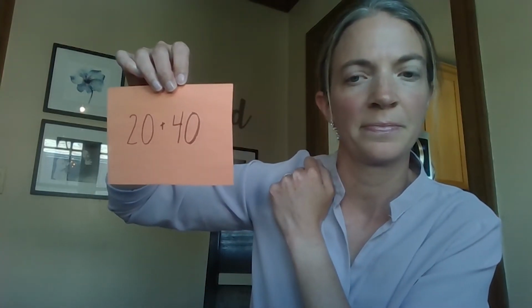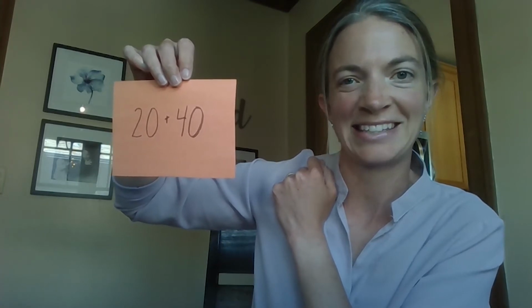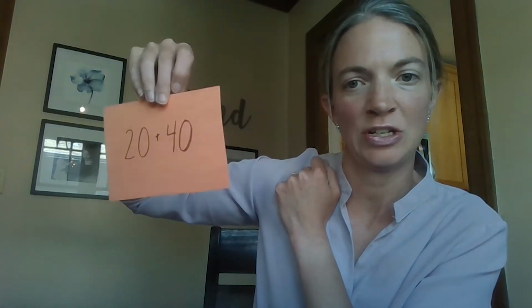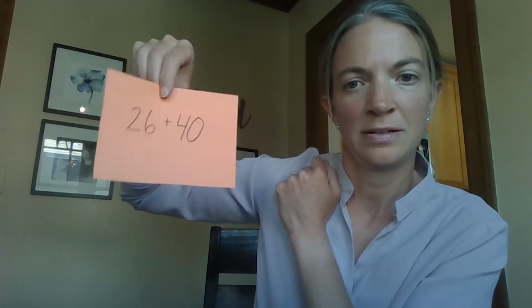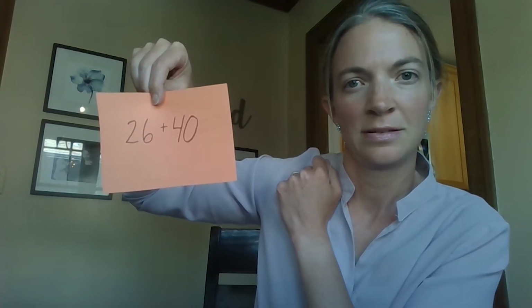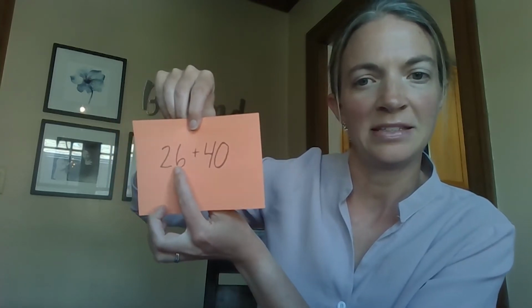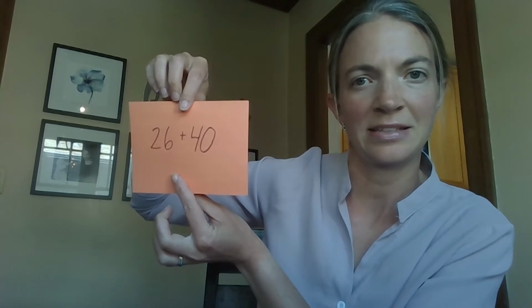Now I'm going to take away all of the model drawings and just picture them in your mind. How many? 60. How many now? What changed? So you may notice that here we only had 20 and here we have 26. So we have our 20 plus 40, which is 60, and 6 more, which is 66.